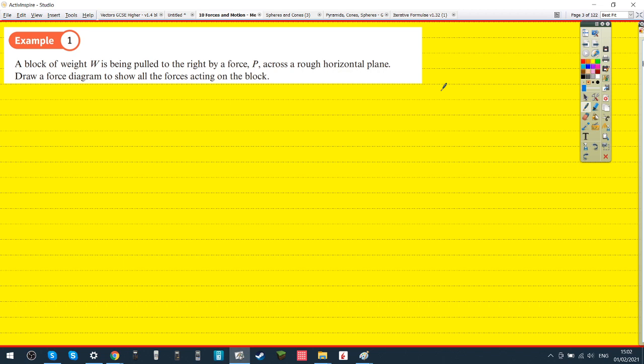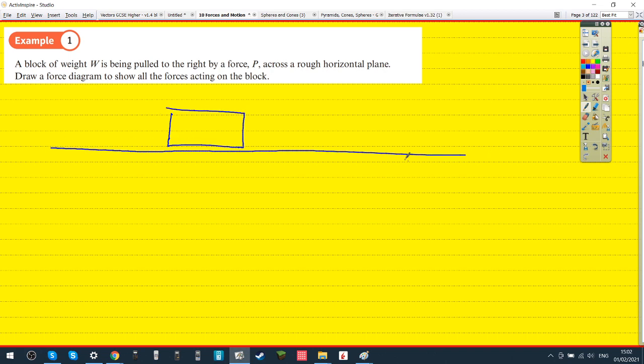So is this where we need to put arrows in and that kind of thing? Yep. So I'm guessing the pull force will be like an arrow going right. Alright. Will there be a weight force going downwards or something like that? Let's see. Yeah.